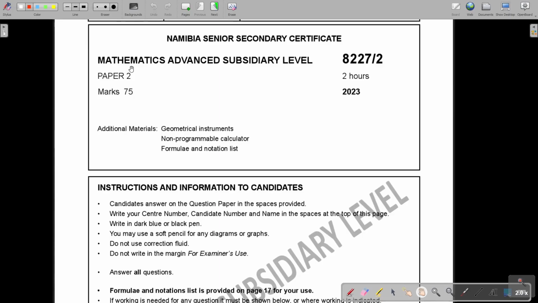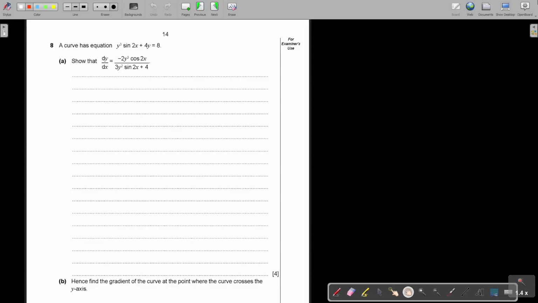Mathematics, Advanced Subsidiary Level, Paper 2, 2023, Part 8. Question number 8. A curve has equation y squared sin 2x plus 4y equals 8. Show that dy over dx is equal to this expression.